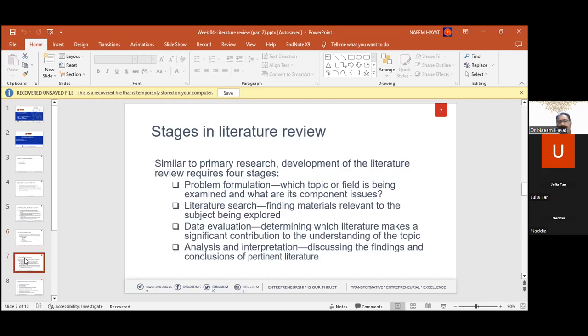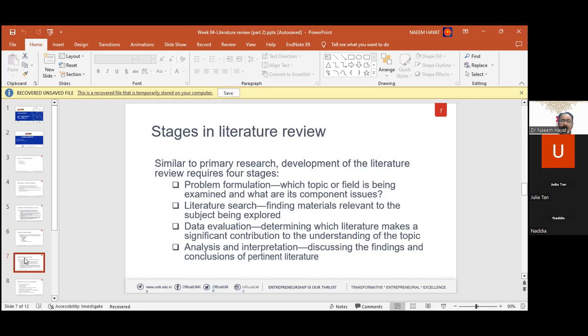So, stages of literature review writing. Normally, before writing, we start with a problem evaluation. It doesn't actually require writing, but certainly when we are doing a research literature review, there is problem formulation: which topic or field is being examined and what are the component issues.